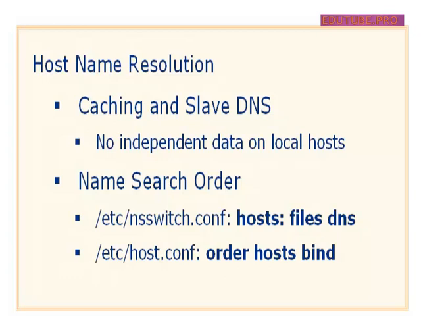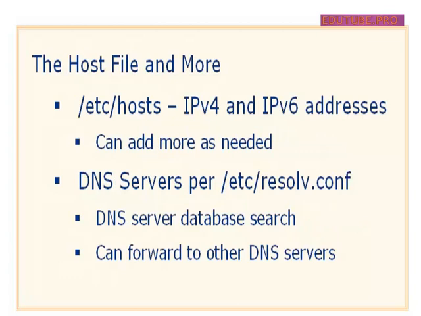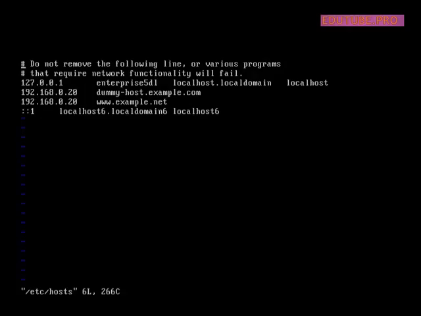The order of name searches first goes to the /etc/hosts file, followed by BIND, which is short for the Berkeley Internet Name Domain, the standard Linux software for DNS services. Host names in /etc/hosts usually include at least the IP version 4 and IP version 6 versions of the loopback address. As an administrator, you're free to add more addresses.